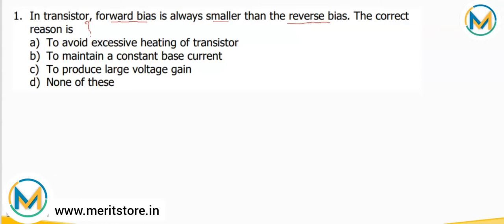produce large voltage gain. So if the forward bias is made large, the majority charge carriers would move from emitter to the collector through the base with high velocity. This would give rise to excessive heat, causing damage to the transistor. So forward bias is always made smaller than the reverse bias just to avoid excessive heating of transistor. So correct answer among the given option is option A.